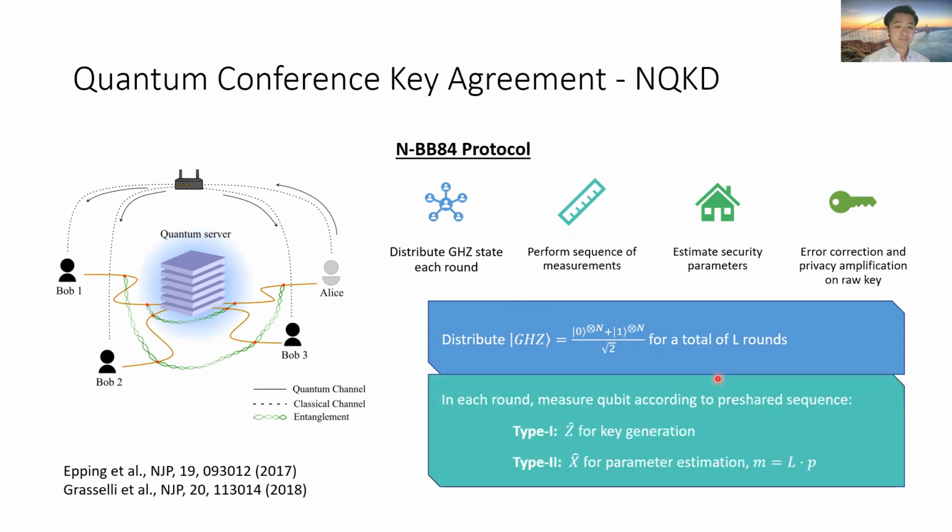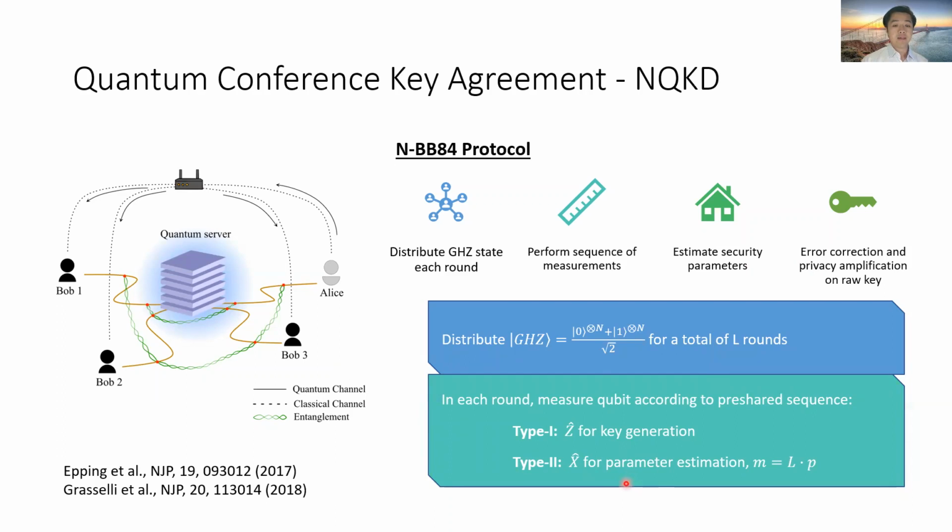Next, in each of these rounds, the end users measure their qubit according to a pre-shared sequence of measurement types. In this protocol, there are two measurement types. Type 1 measurements correspond to all users measuring in the Z basis, while type 2 rounds correspond to all users measuring in the X basis. For an ideal GHZ state, when all users measure in the Z basis, they will obtain perfectly correlated outcomes, which allows these to be used as part of the key generation portion of the protocol.